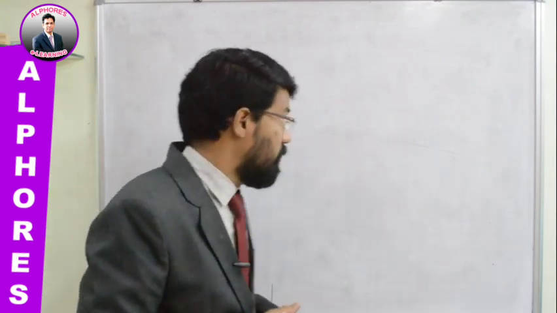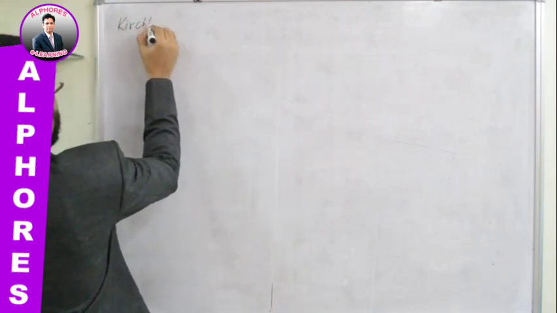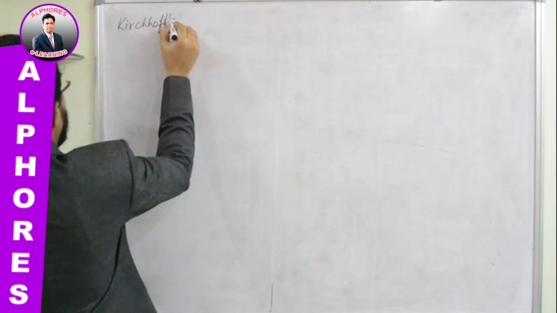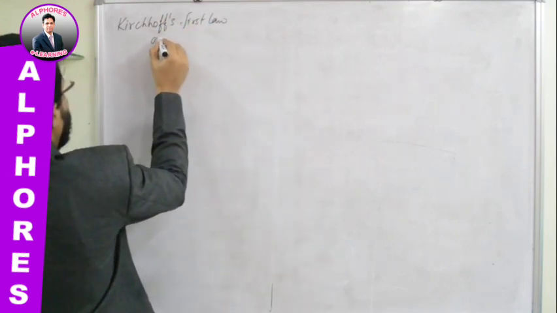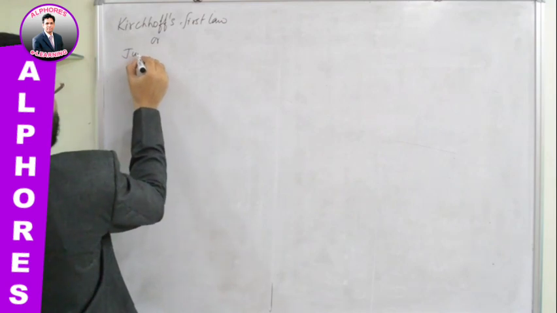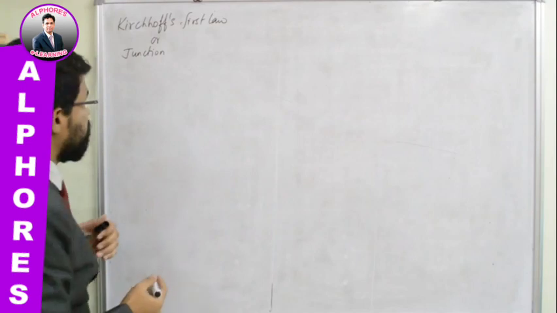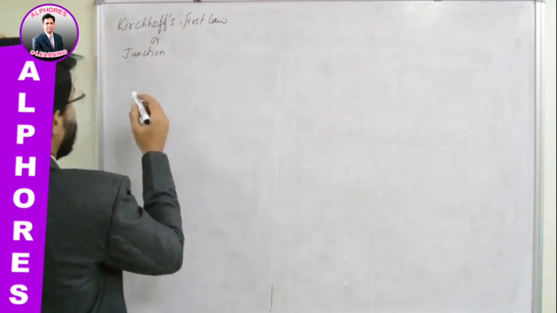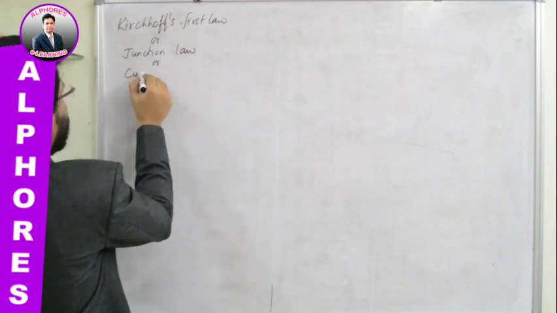So let us try to understand what these Kirchhoff's laws are. There are two laws. The first law is called Kirchhoff's first law, or it can also be called the junction law. You will come to know why it is called the junction law during the discussion. Or it can also be called the current law.